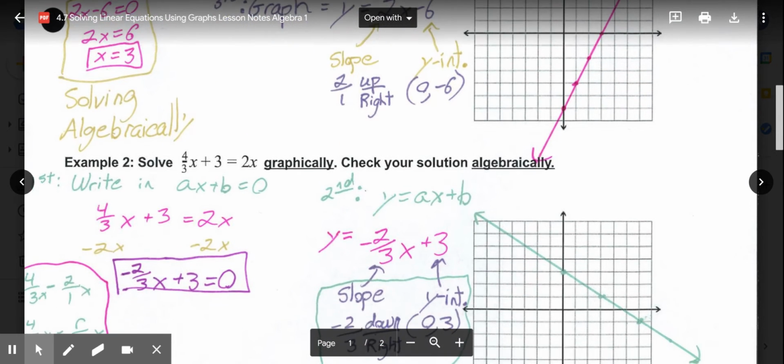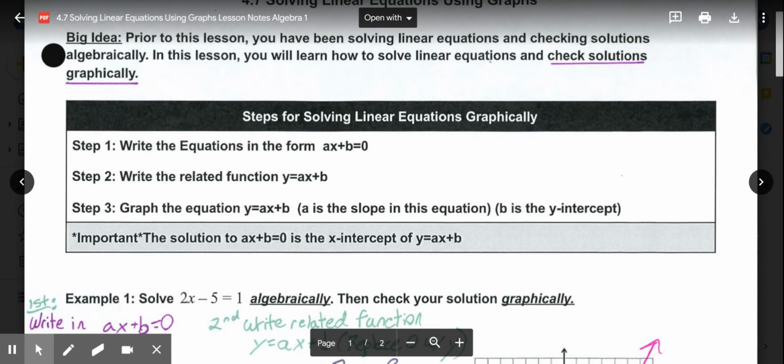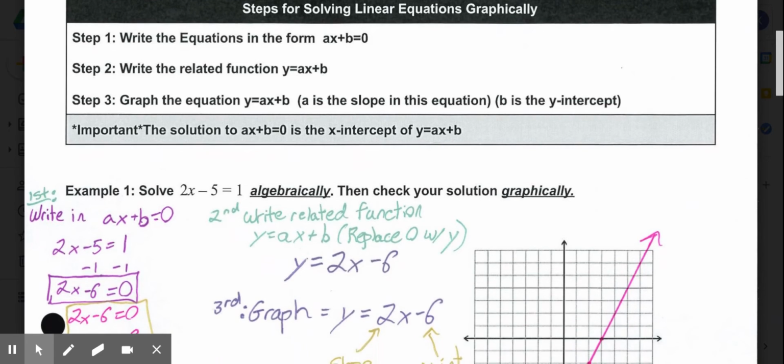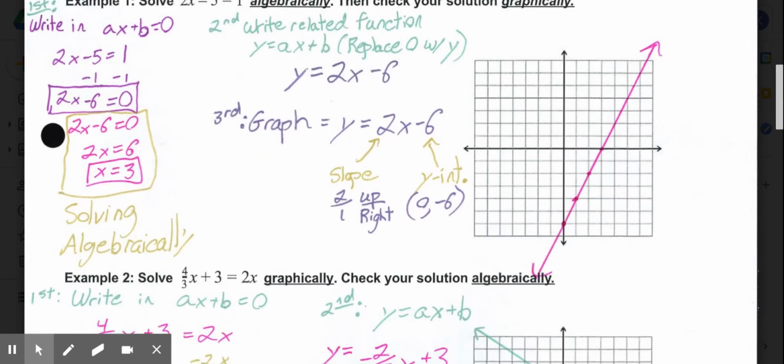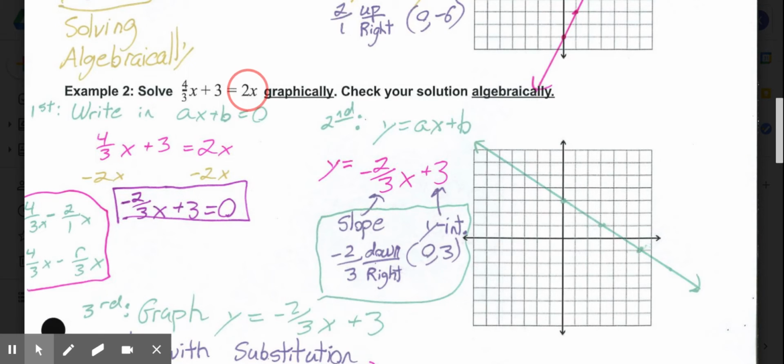Now, in example 2, they want us to graph it and then to check the solution algebraically. So the first thing we want to do is these 3 steps for graphing. So we're going to take the original equation and write it in ax plus b equals 0. So if I have 4/3 x plus 3 equals 2x, I need to get this 2x to be 0.